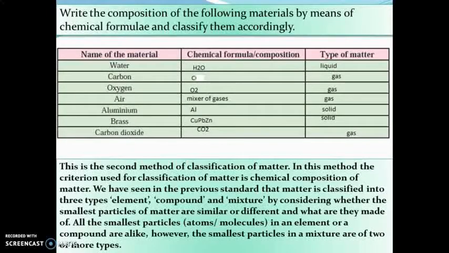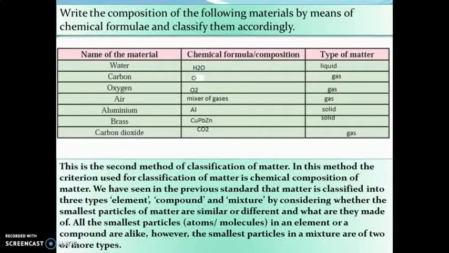Now, the composition of some matter by means of chemical formula is given and we have to classify them accordingly. Please go to page number 40, and there is a table there. The name of the material is water, its chemical formula is H2O and the type of matter is liquid. Then carbon, chemical formula C, and it's a gas. Oxygen, its chemical formula is O2, again a gas.